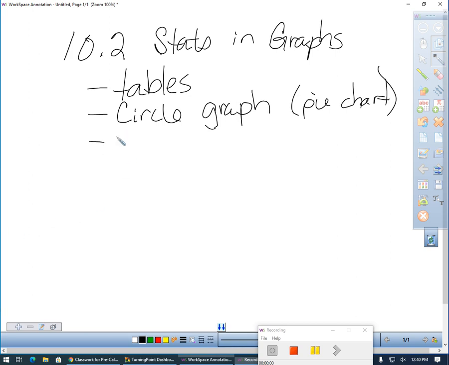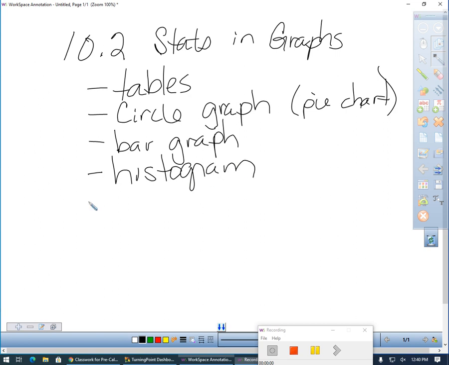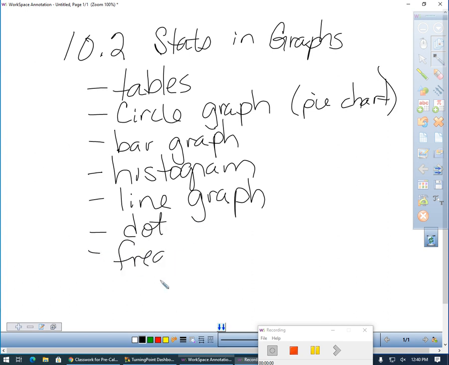Let's see, you guys mentioned a bar graph. A bar graph is similar, but not exactly like a histogram. Let's see, what else did you mention? You mentioned a line graph. Yep. A dot graph, which really is kind of like a frequency table. So I'll put frequency up here. What else? Oh, yep, stem and leaf that we're going to do today.